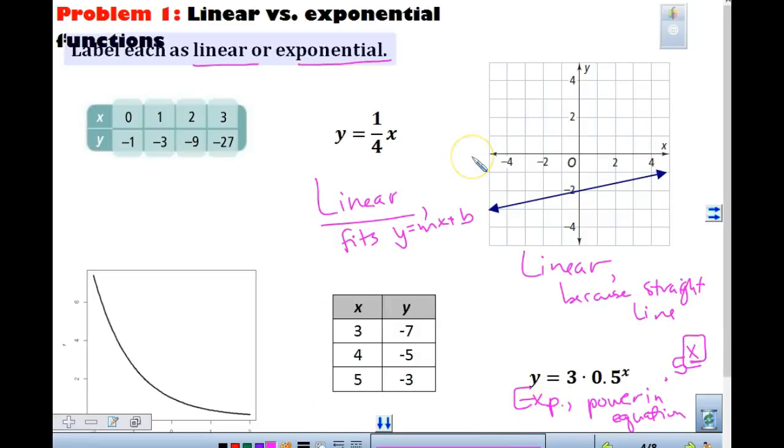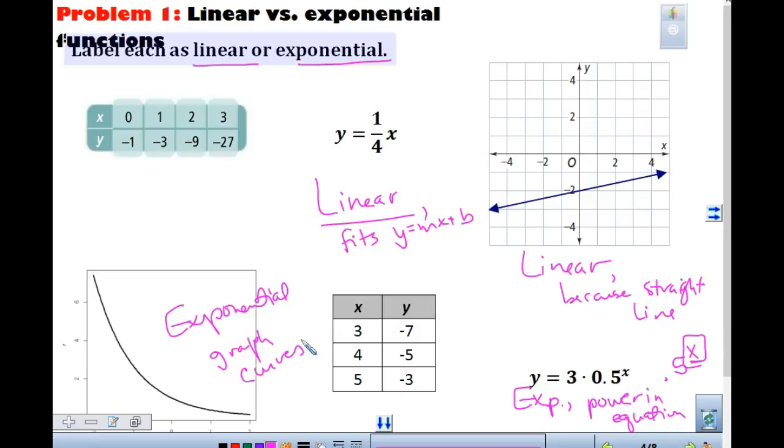And I need one more. You don't have to give me the reason, just one more that you have is exponential. The graph on the left. This graph that curves, definitely exponential. Okay? And again, the reason could be the graph curves, right?